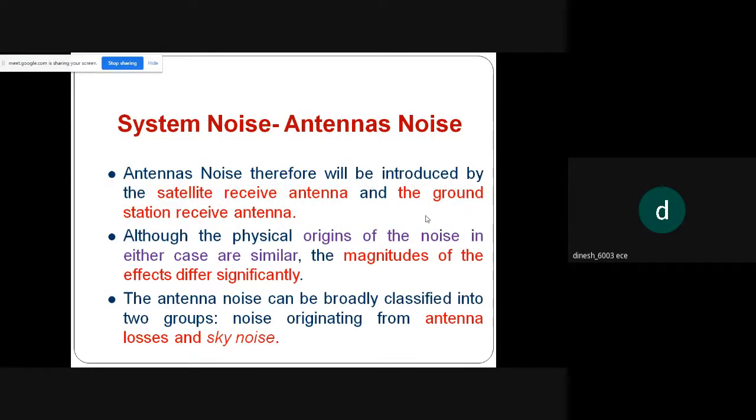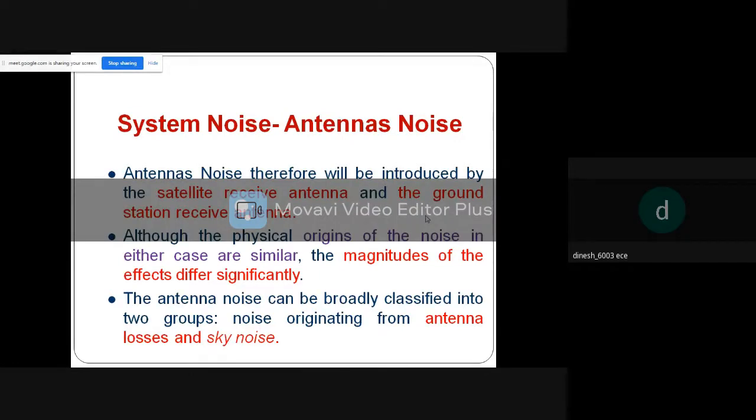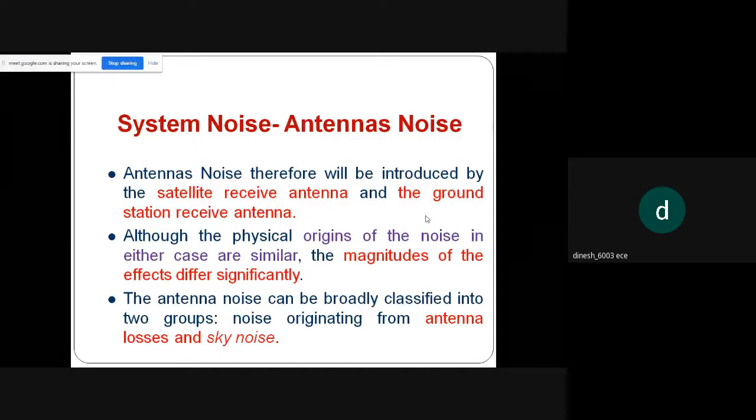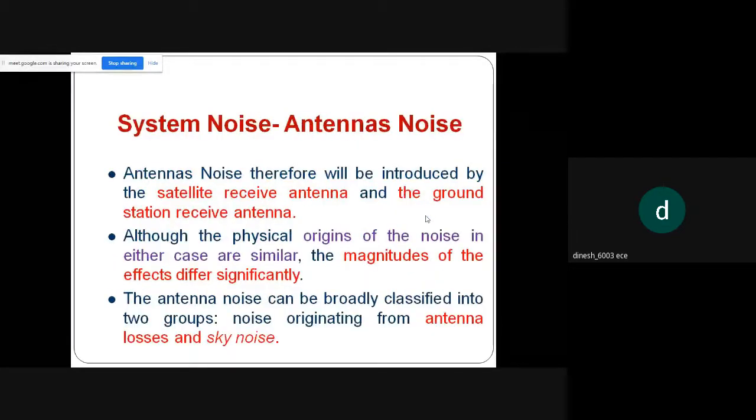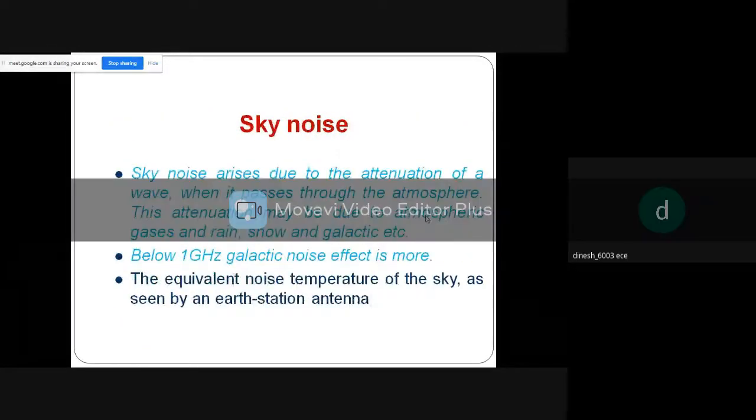Hence they are classified into noises originating from antenna losses and sky noise. So we have seen about antenna noise. Now let us see about the sky noise.